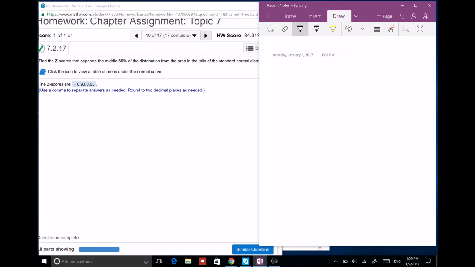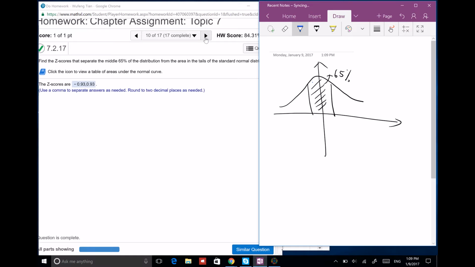Okay, now this one says the middle is 65. It gives you the middle of 65, so this area is 65%. Now, what is the area of half of it? Half of it is just 65% divided by 2, which equals 32.5%.